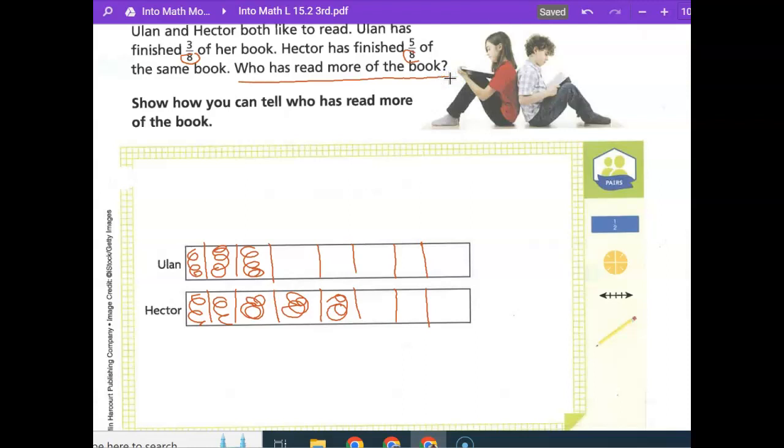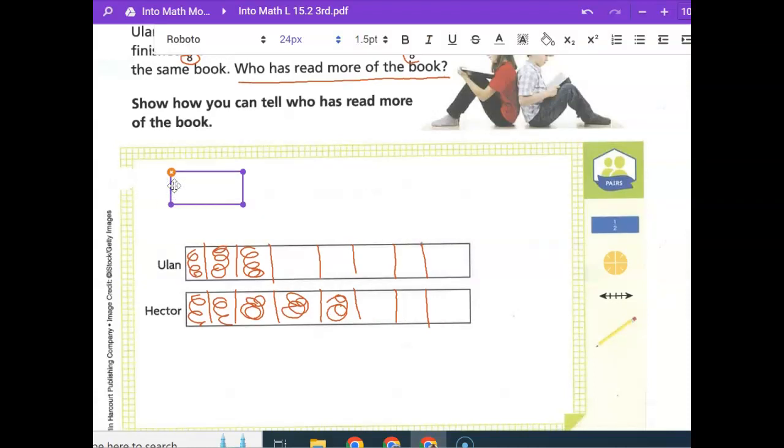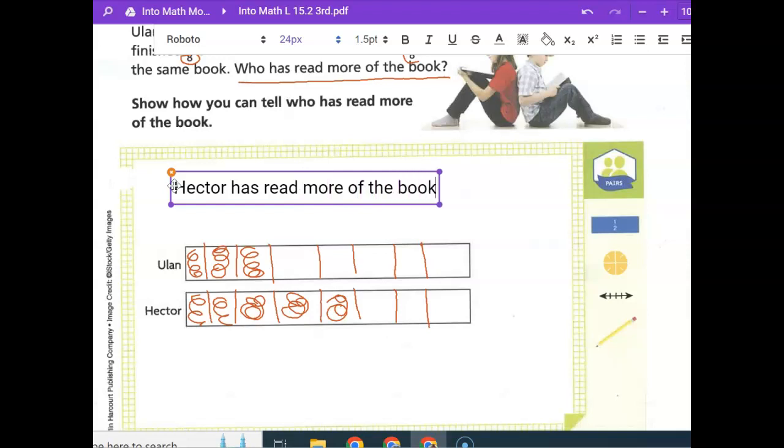Well, we need to look at the bar. The whole is the same size. We divided them into 8 equal parts, and so we're going to say that Hector has read more of the book because Hector has read 5/8 of the book, and Ulan has only read 3/8.